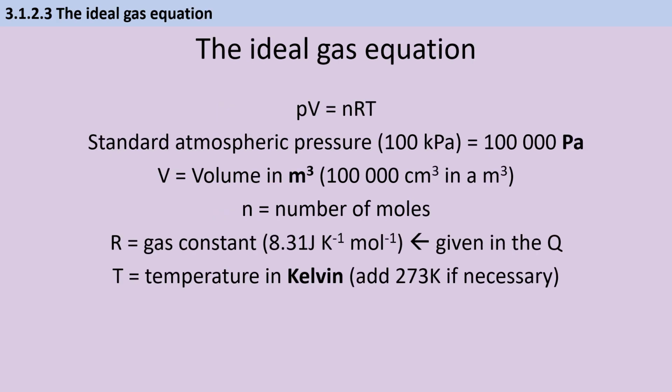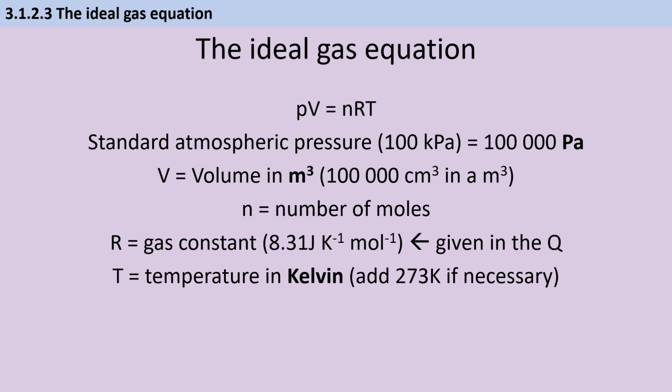The ideal gas equation is everybody's favourite because you can often pick up 2 marks just for recalling the equation and converting all of the numbers in the question to the correct units. So make sure that you're aware that pressure needs to be in pascals, so you're going to need to multiply it by 1,000 if it's given in kilopascals. Volume is in meters cubed, so you often need to multiply a value in centimeters cubed by 1,000,000, and temperature needs to be in Kelvin, so you may need to add 273 to a temperature that's been given to you in Celsius.